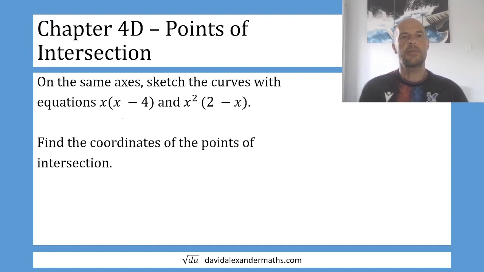Okay, here's another example. On the same axes, sketch the curves with equations x(x - 4) and x squared (2 - x). So quadratic, cubic. So our x-intercepts are 0 and positive 4.